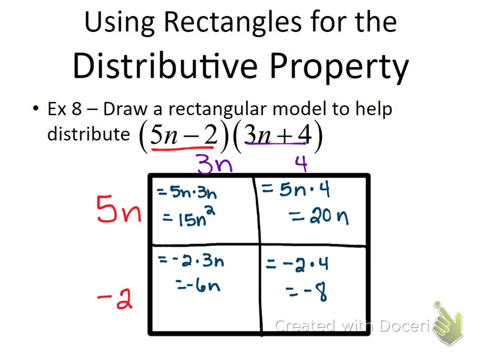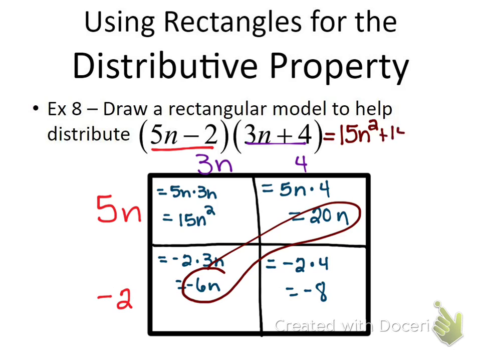Okay. My next step is to do what, Danny? Combine like terms. What are my like terms that are up there? 20 and -6. So I'm going to take -6 plus 20. All right, now I'm going to put my answer in order. My first term that I write is 15n squared, then positive 14n, because I combine 20 plus -6. And then my third term, -8, and box it. That's my final answer.